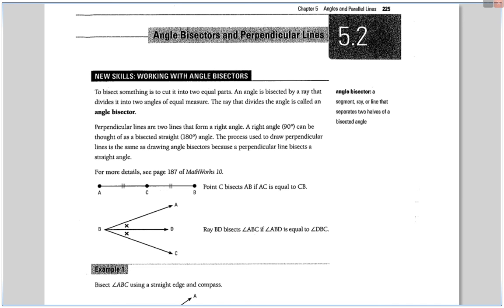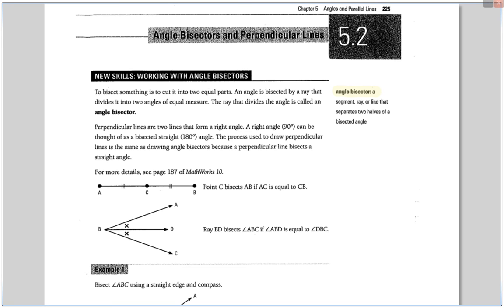Hi, welcome to 5.2 angle bisectors and perpendicular lines. So an angle bisector is a segment, ray, or line that separates two halves of a bisected angle. So what that means is basically you're cutting angles in half.